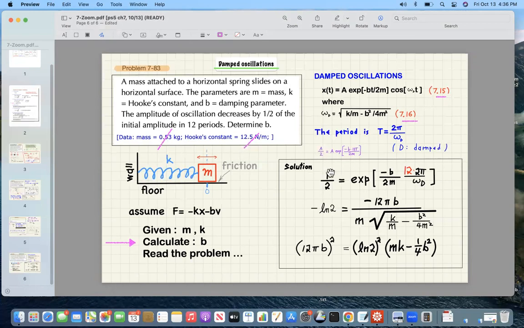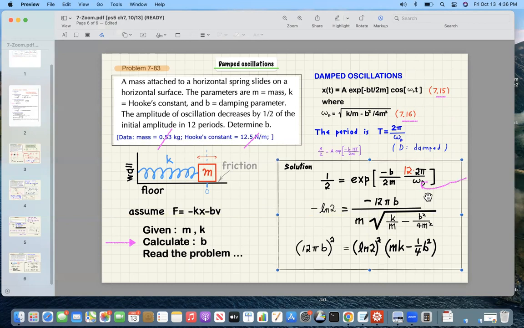What makes this problem difficult is that omega, which appears here, also depends on b. So the b dependence here has two parts. It's got this factor of b, and it's also got a factor of b in here. So you're going to have to go through some algebra to pull out the value of b, which is the question. Now you have this equation.